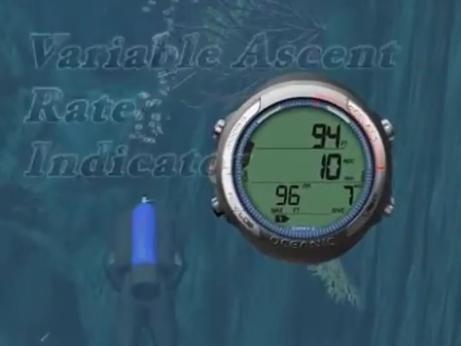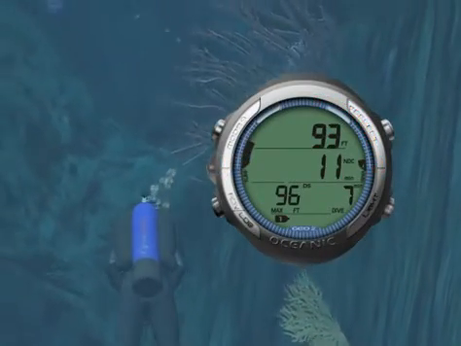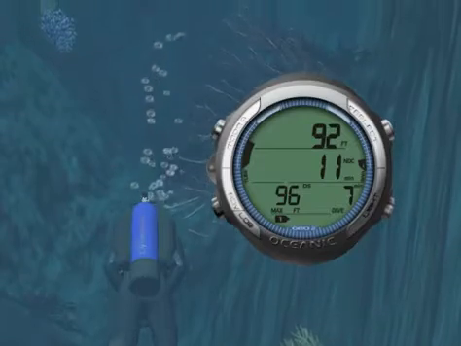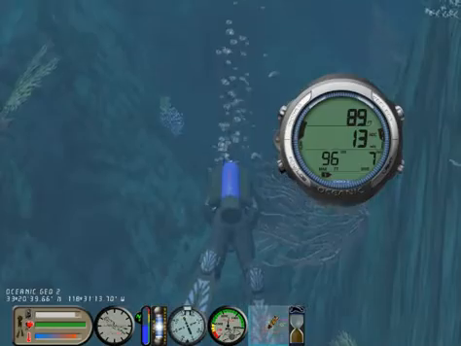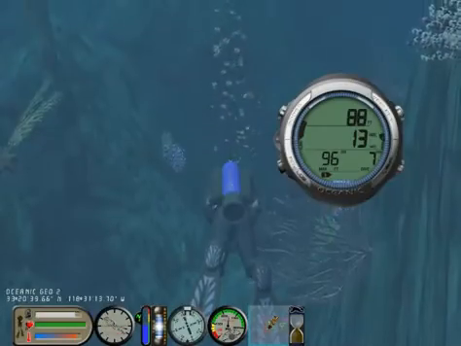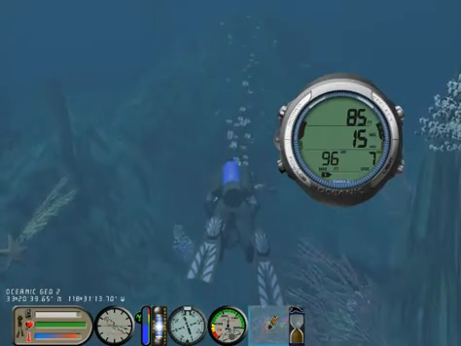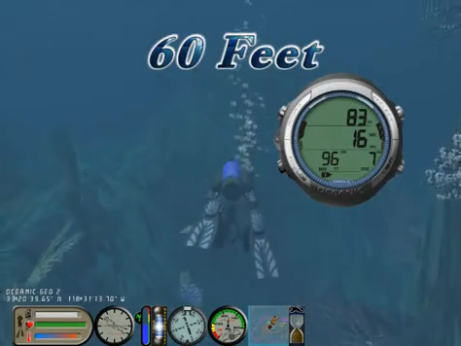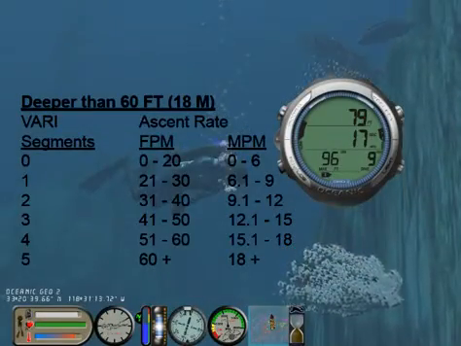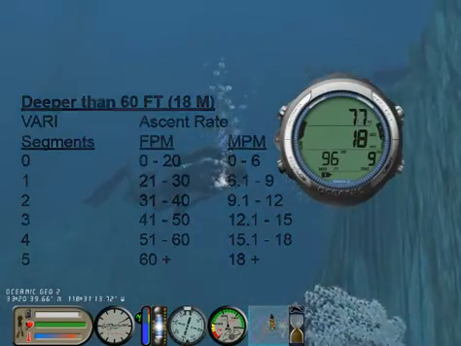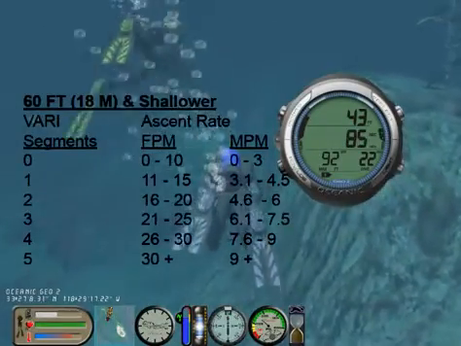Let's now look at the variable ascent rate indicator. The Geo has a depth-dependent variable ascent rate indicator that provides visual representation of your ascent speed. The 5 segments of the variable ascent rate indicator represent 2 sets of speeds, which change at a reference of 60 feet. Here are the ascent rate values for depths deeper than 60 feet. And here are the values for depths shallower than 60 feet.